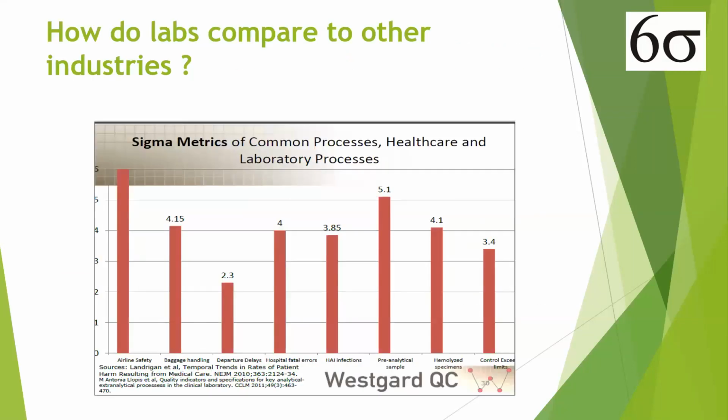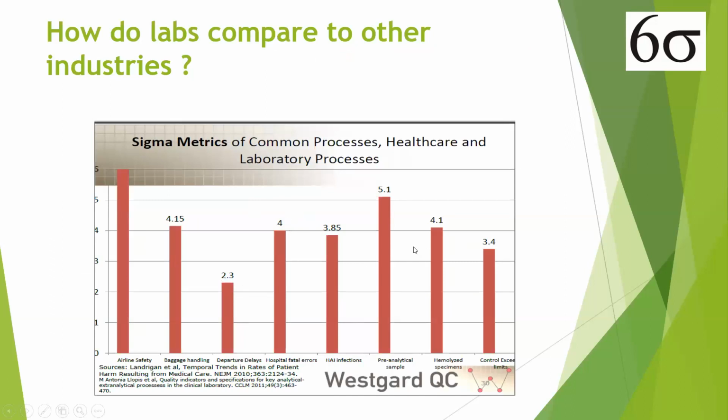So now let's see how labs compare to other industries in terms of the Sigma metrics. Let's look at the Sigma metrics of common processes, healthcare processes, and lab processes. Let's see the scores and then we'll go on to see what these mean. Airline safety has a Sigma metric of 6 on 6, which is the highest possible Sigma metric you can get. Then there is 4.15 for baggage handling. Departure delays are not great, at 2.3.